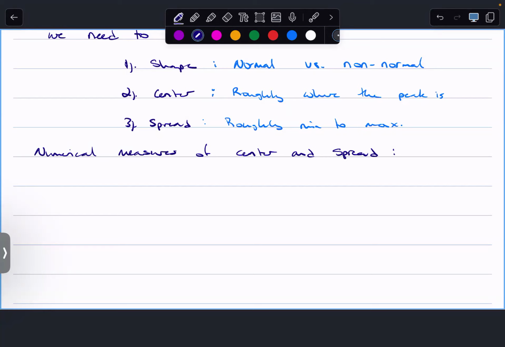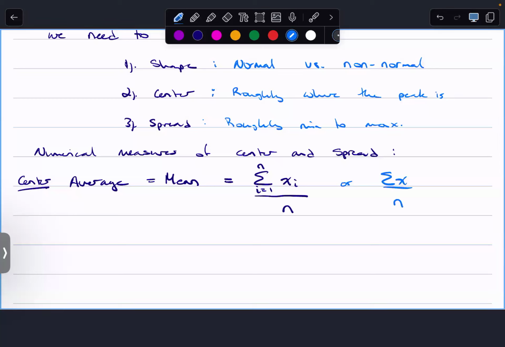One numerical measure of center is the average or the mean. So the average, which is the mean, and I'll say this is the center. And we talked about the formula for the mean, which is using summation notation usually, the sum of the x_i's as i goes from 1 to n, over n. Or if you're lazy like me, the sum of the x's over n.